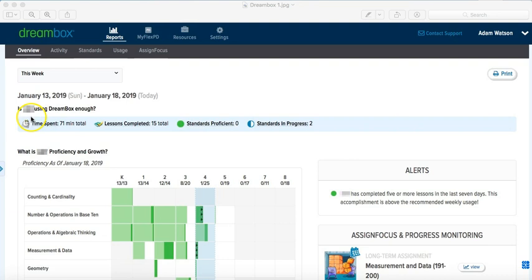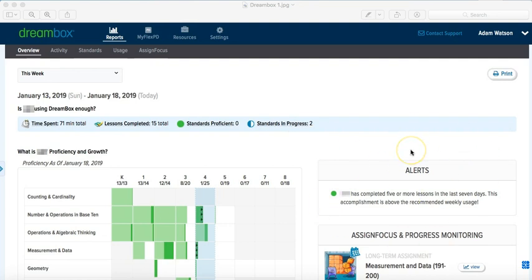So for privacy's sake, you'll notice a few points where the name is blurred out. Is the student using Dreambox enough? Well, in this week, they've been using it for 71 minutes and completed 15 lessons. They have yet to make a proficient standard, at least as of this week, and there are 2 standards they're currently in progress with. If I pull this back to 30 days or so on, the bigger I make the time frame, you're going to notice those numbers changing as far as the proficiency they've accomplished and so on. But again, we're only looking at this week. That's what the blue banner addresses.